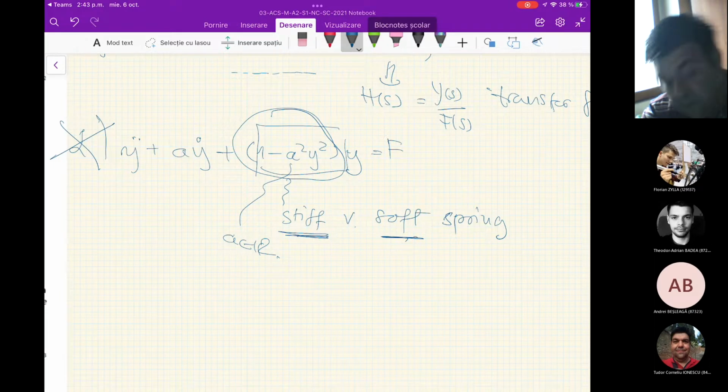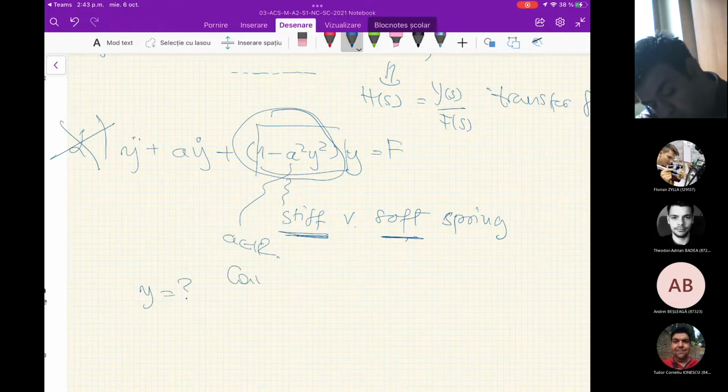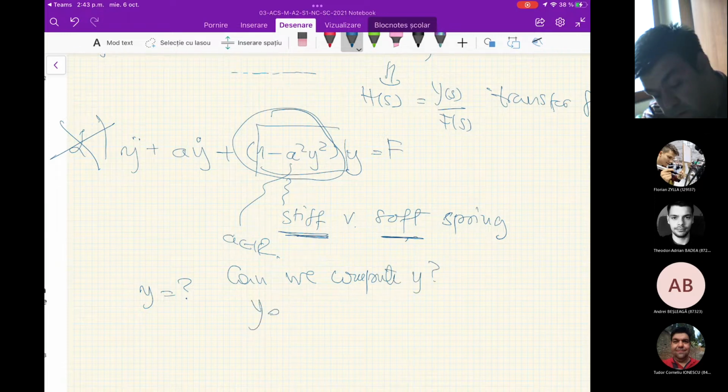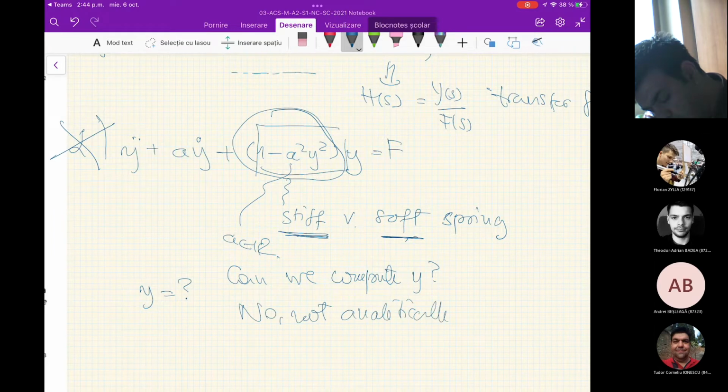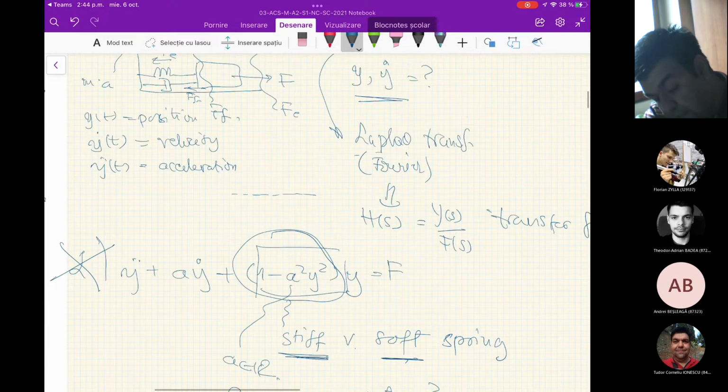Okay, so the main question is, how do we compute y? Can we compute y? The answer is no, not analytically. Here you could compute it analytically.